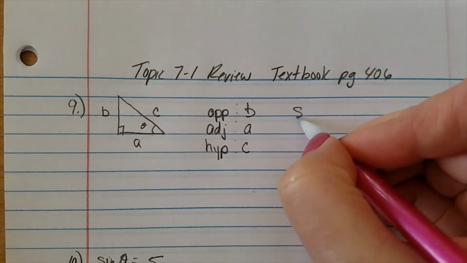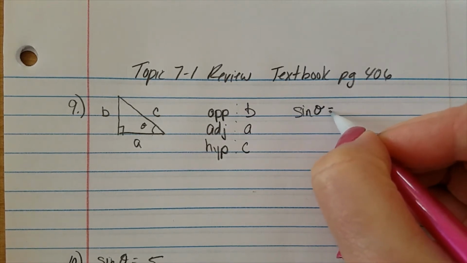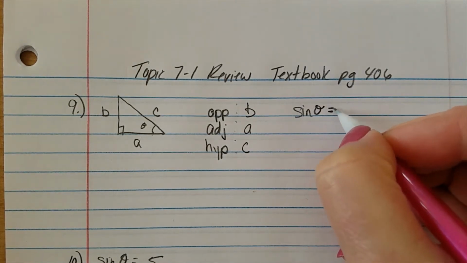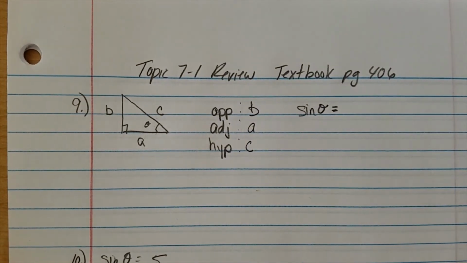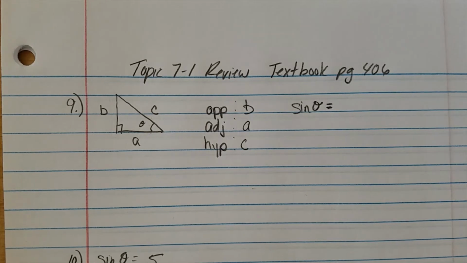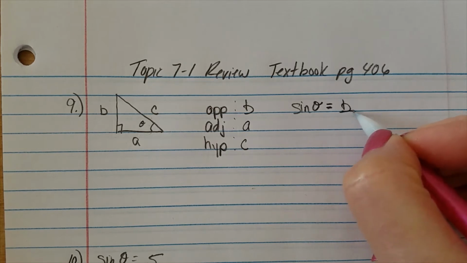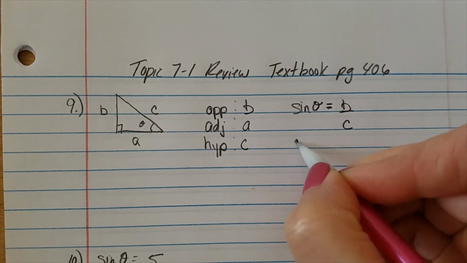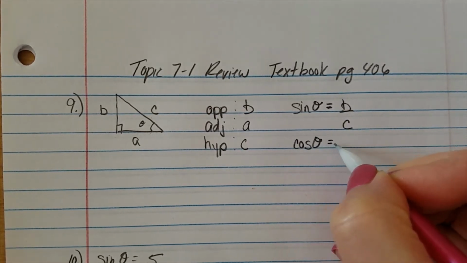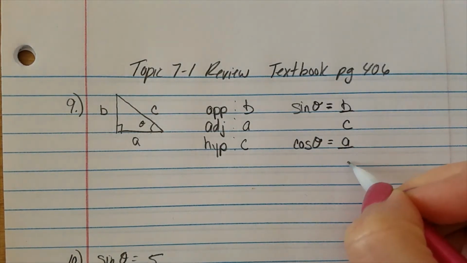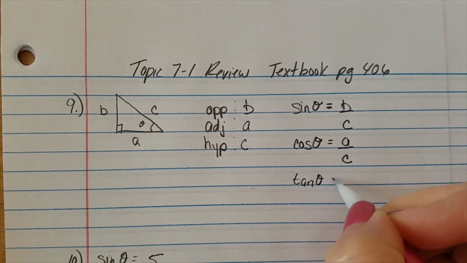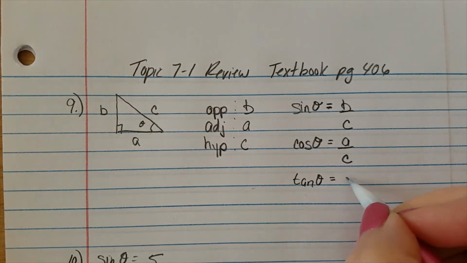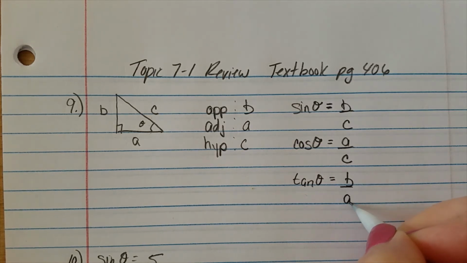Now, you should have a reference sheet, or you should have it in your notes, what your ratios are. I'm just going to blast through this. If you look at the PDF copy of this work in Focus, I have it detailed out step by step. Sine of theta is opposite over hypotenuse, so that is B over C. Cosine of theta is adjacent over hypotenuse, which is A over C. Tangent of theta is opposite over adjacent, so that is B over A.